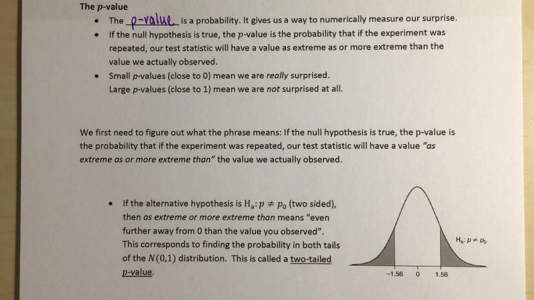So if the alternative hypothesis is P does not equal P naught, it's a two-sided test. Looking at this, notice that we have two little tails in our picture, right? Then as extreme or more extreme means even further away from 0 than the value that we observed, right? This corresponds to finding the probability in both tails. So that's why we call it a two-sided test, because if we're thinking about this p-value further away from 0 than what we observed, it's going to land in one of these two tails.